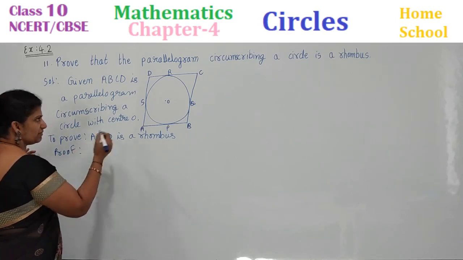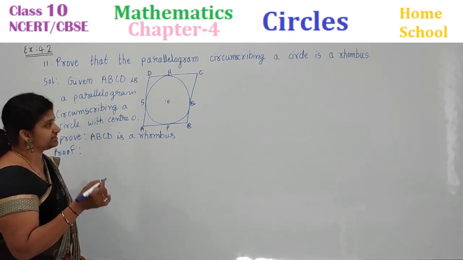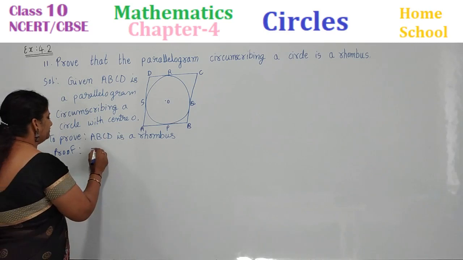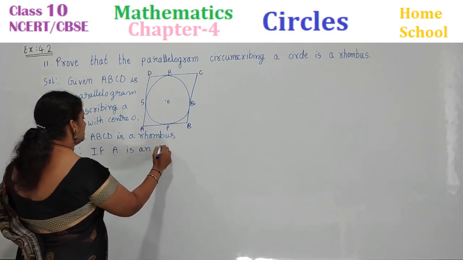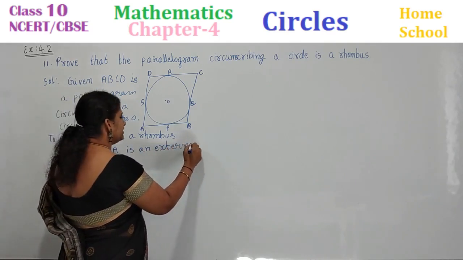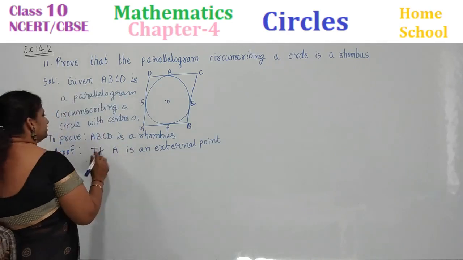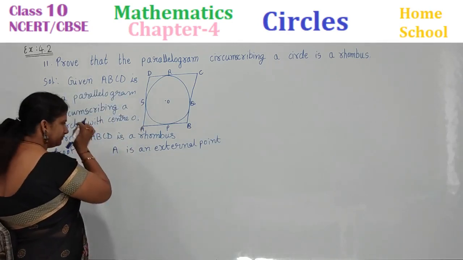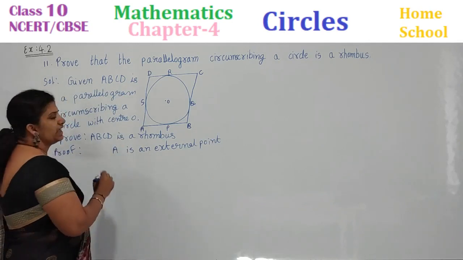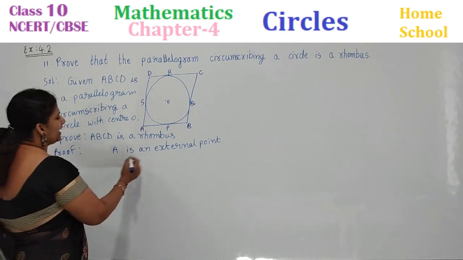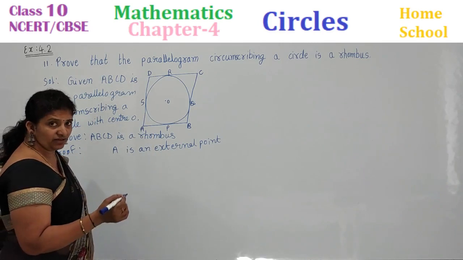We know that ABCD is a parallelogram and it is circumscribing a circle with center O. If A is an external point, then what can you say, children? Let's start with our proof, children. A is an external point. Then what statement do we remember?